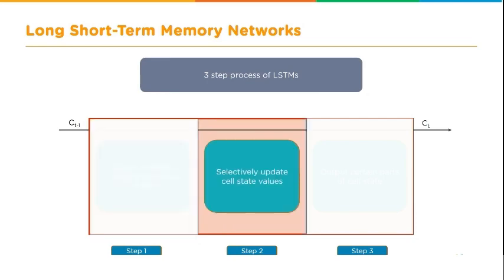Then selectively update cell state values. So we only want to update the cell state values that reflect what we're working on. And finally, we want to only output certain parts of the cell state. So whatever's coming out, we want to limit what's going out too. And let's dig a little deeper into this. Let's just see what this really looks like.